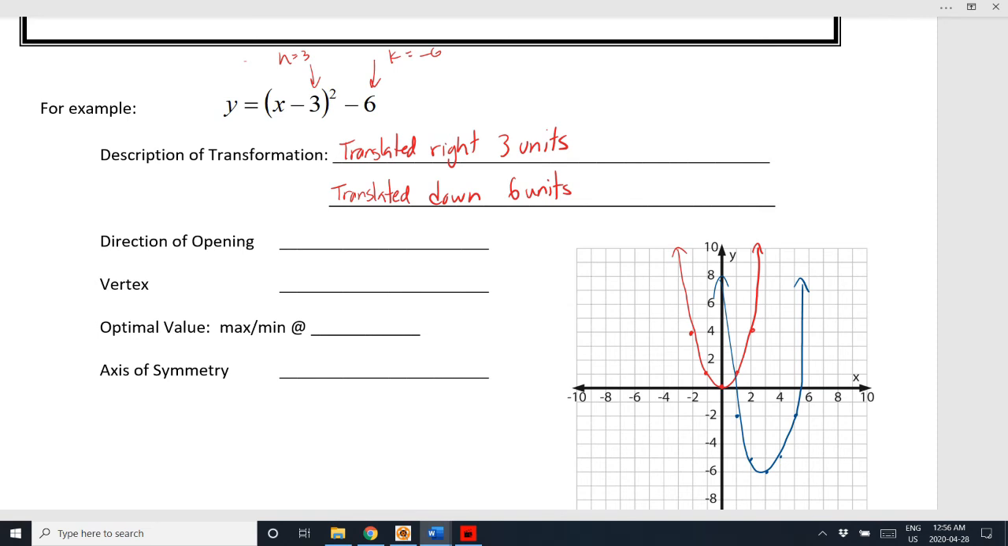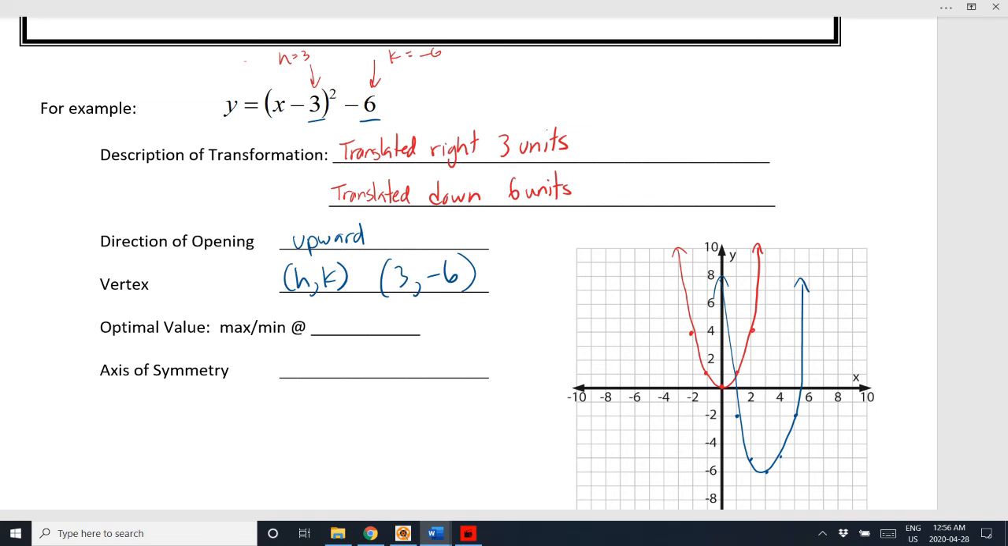So let's summarize here. The direction of opening, since a is positive, it's just 1, we know it's upward. Okay, the vertex, and the reason why it's called the vertex form is our vertex is equal to h, comma, k. And in this case, our vertex is going to be 3, comma, negative 6. And we can even see that here. If you go 3 and negative 6, we see our vertex. So this number here and this number here, h and k, that's our vertex.